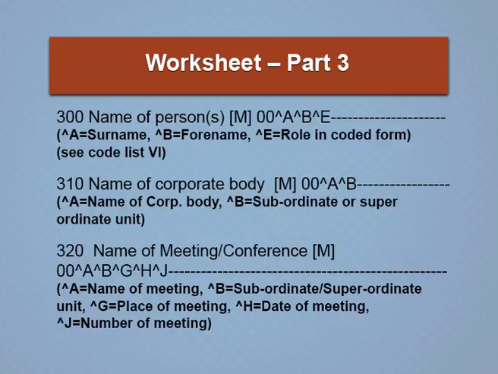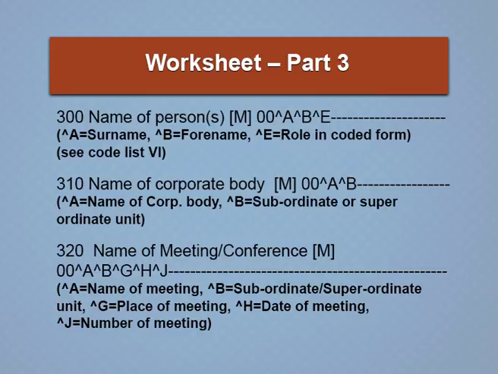Now, if we come to the next level of the worksheet, that is the name of the persons. These are basically the primary access points. 300 is the name of the person, subfields A, B and E are there: A for surname, B for forename and E is the role in coded form. So, CCF gives you different coded roles, say what is the code for author, what should be the code for the editor, you need to use that during the data entry operation.